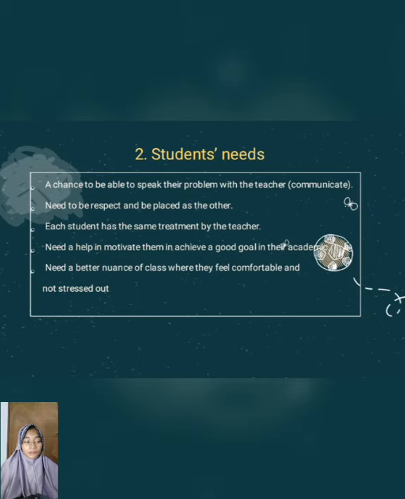The fifth and the last point is that the students need a better class environment where they feel comfortable and not stressed out. So it's the same as the point that I've explained on the teacher's roles before. That is about a safe class. What the students need is a class that is safe.